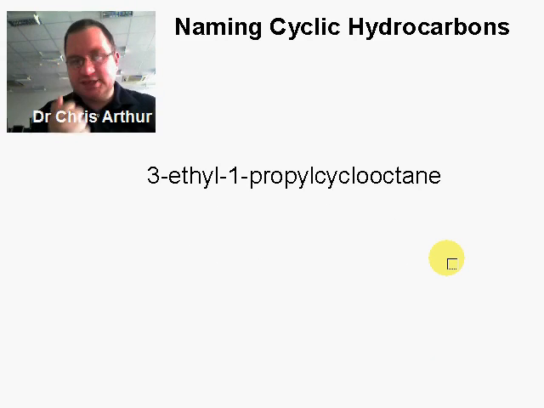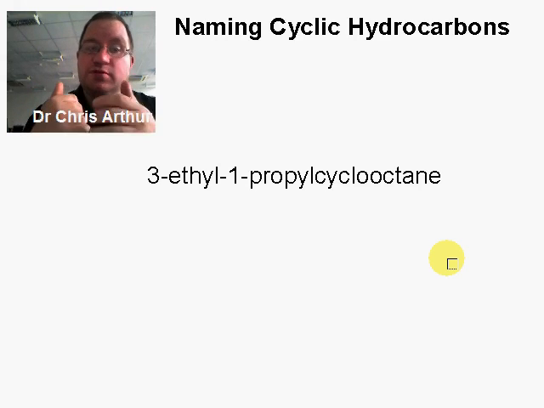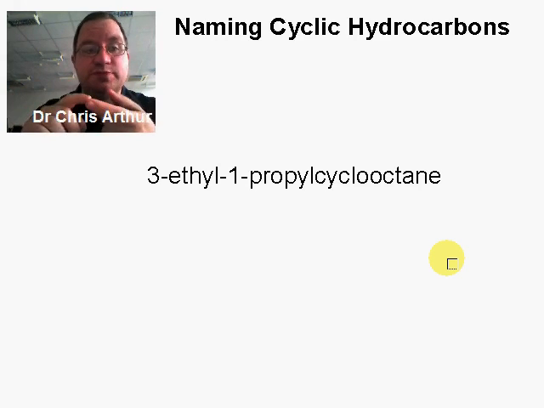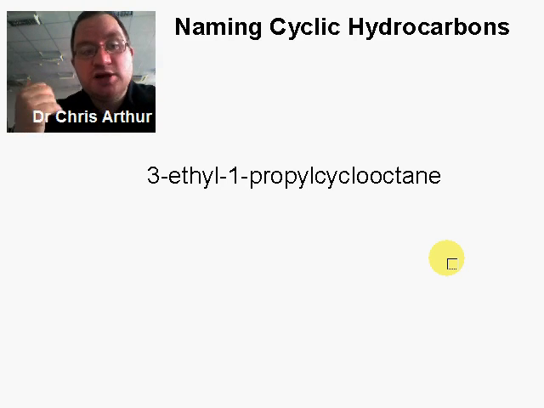Hopefully you've seen how we name cyclic hydrocarbons. And you see we're building on the rules that we learned when we were naming simple straight chain hydrocarbons. So we follow the same rules about chain length, we follow the same rules about numbering, we follow the same rules about how we change the endings of the names to match the functional group, whether it's an alkane, or an alkyne.